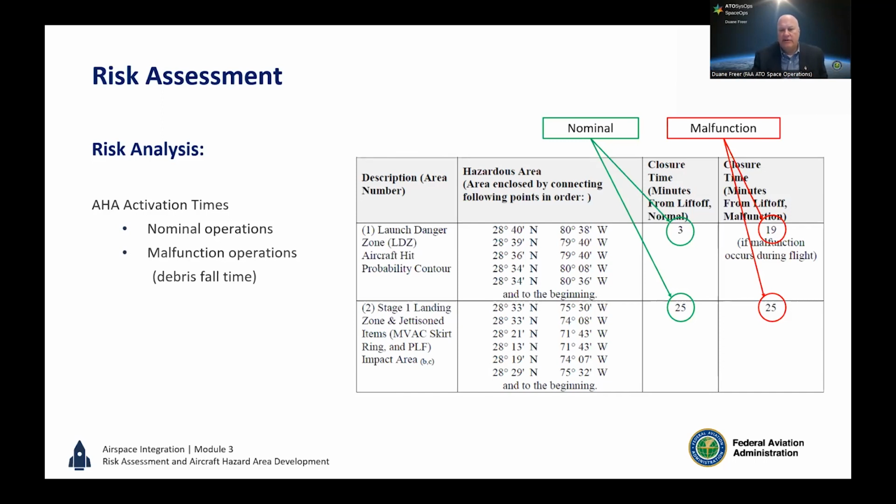And then we go to what if there's a malfunction on launch, and what's the debris fall time or maximum closure time in the event of a malfunction. Those are the values that are circled in red. Those indicate the number of minutes that air traffic would have to block that airspace in the event of a malfunction, both for the ascent portion of the ascent AHA and the jettison item AHA.